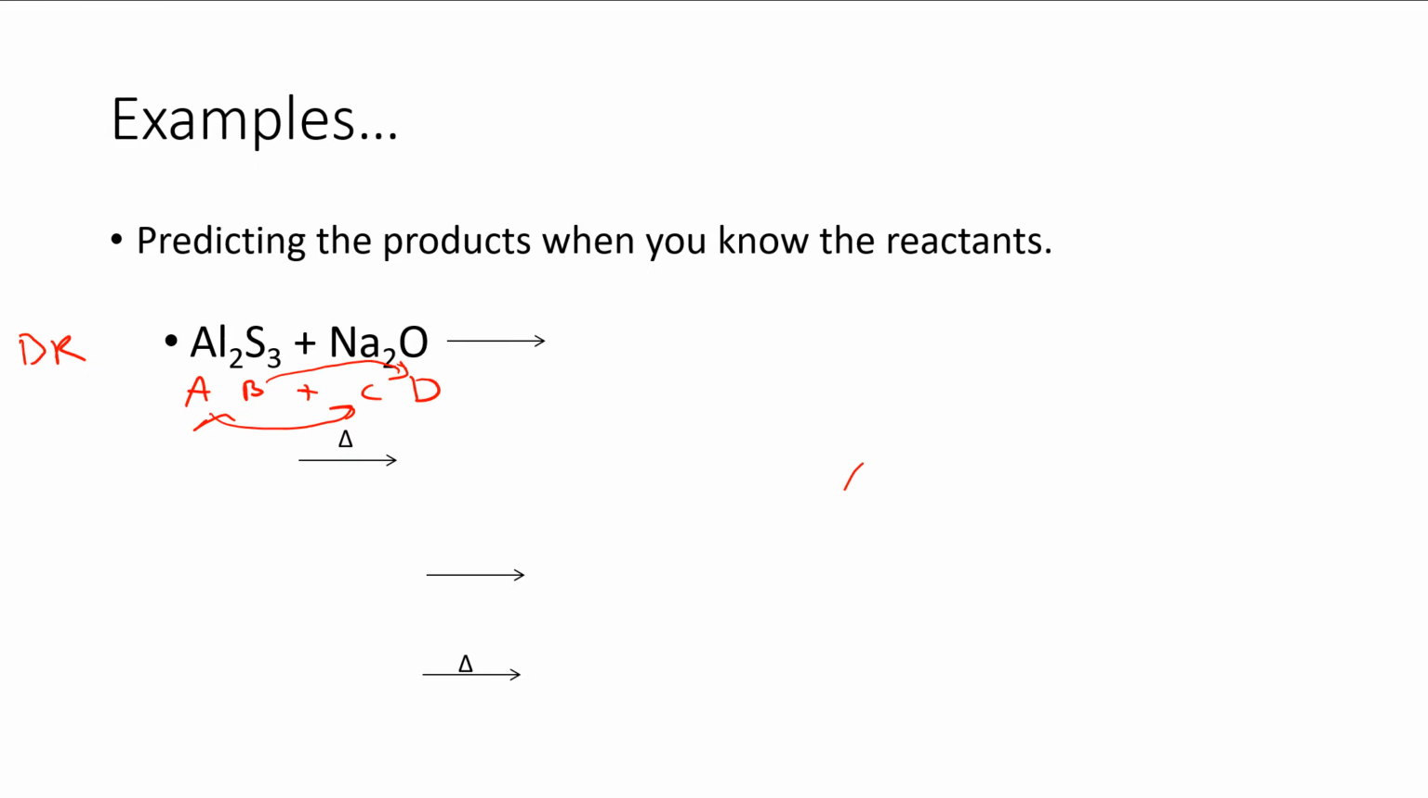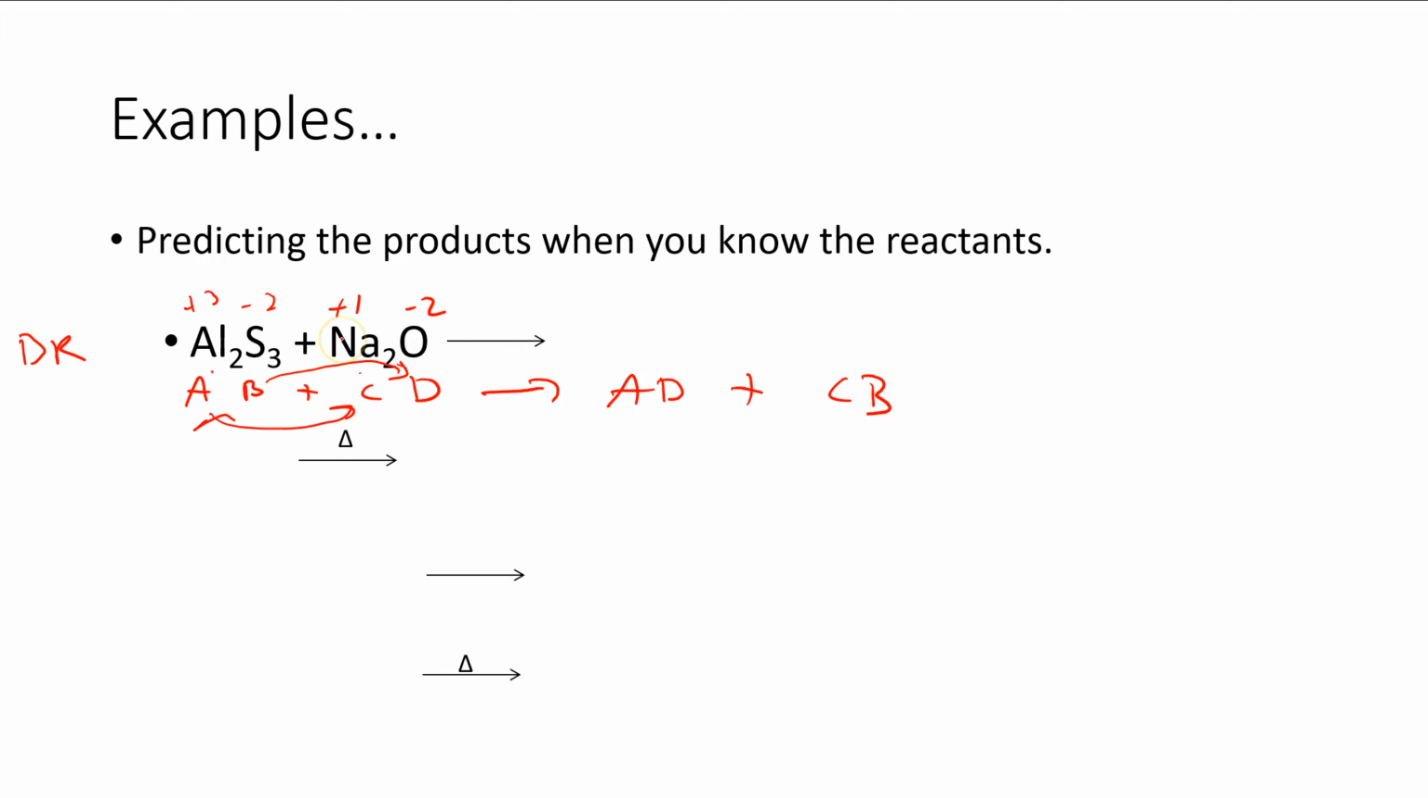Now, that also makes sense because we know that aluminum is a +3, sulfur is a -2, sodium is a +1, oxygen is a -2. I'm going to write that a little bit better here for us. All right, so the A, the aluminum, and the sodium will essentially swap places, right? So again, we can use that pattern, AB plus CD yields AD plus CB. That is our pattern. That is a double replacement pattern, right?